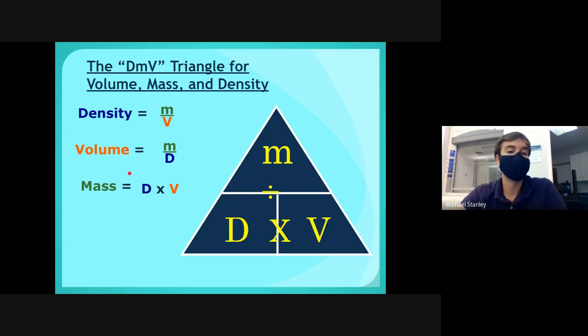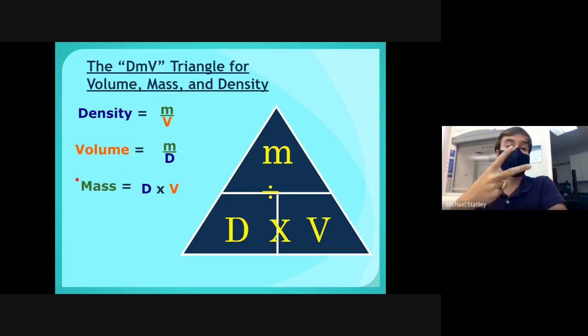Similarly, we can also calculate the mass of something if we know the density and the volume. This one is a little bit different. Instead of dividing like we do in our density and volume equations, for figuring out mass, we multiply. So if you know that the density is 2 and the volume is 50, you can do 2 times 50, and that'll tell you that my computer mouse has a mass of 100 grams.